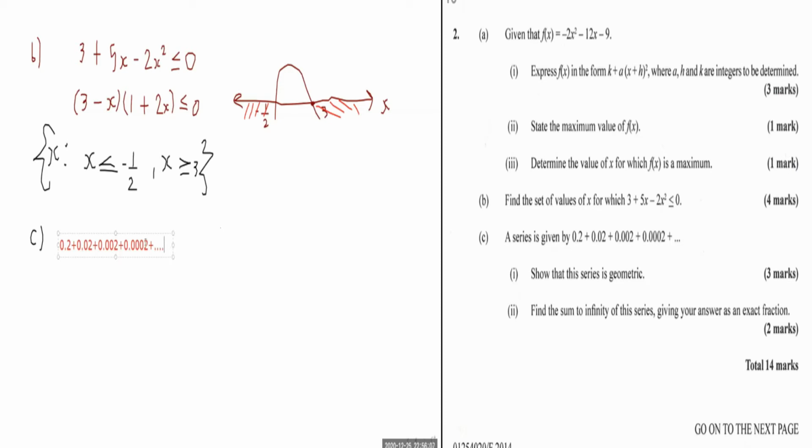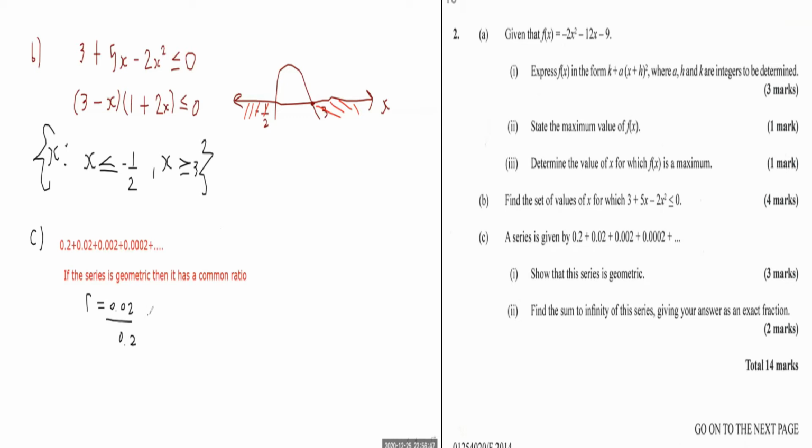So to show that it is, if the series is geometric, then what do we know? Then it has a common ratio. If it has a common ratio, we can find that common ratio. The common ratio R is equal to the second term divided by the first term, which is 0.02 over 0.2.